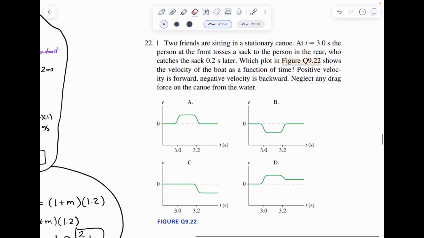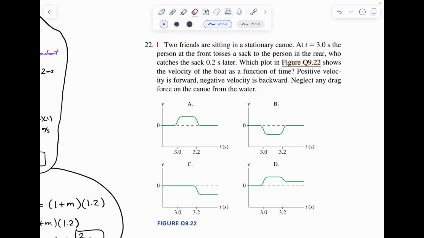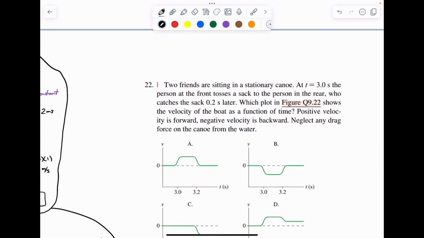Let's look at 22. Two friends are sitting in a stationary canoe. So, draw my canoe, my two friends. Cool. The person at the front tosses a sack to the person at the rear. Oh yeah, we've done this one, sort of, in class, right? So we're tossing a ball here, or I guess a sack for some reason. So they catch it 0.2 seconds later. Which plot shows the velocity of the boat as a function of time?